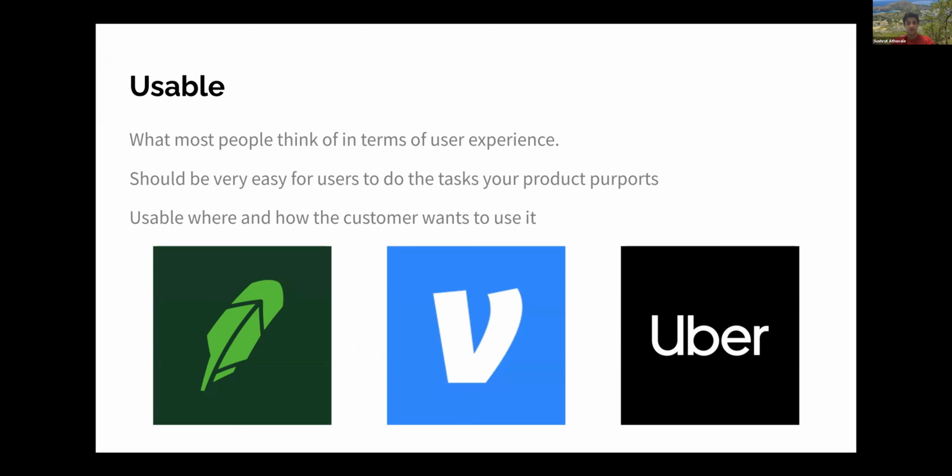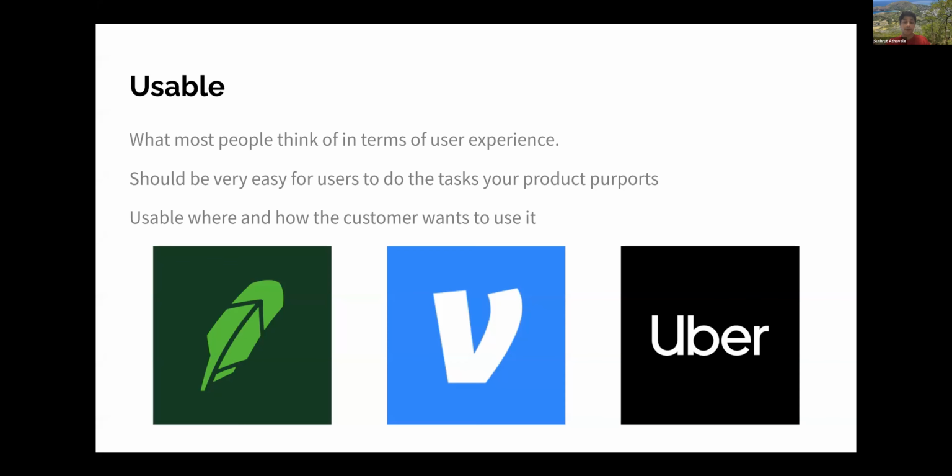Three examples of useful iPhone apps here: Robinhood, Venmo, and Uber. They all disrupted industries that already existed by just making something more usable. Uber, for example, disrupted the taxi industry. It made calling for taxis easier, so you no longer have to do it on the street. And people liked it for that reason.